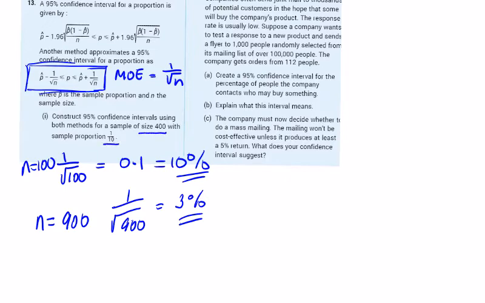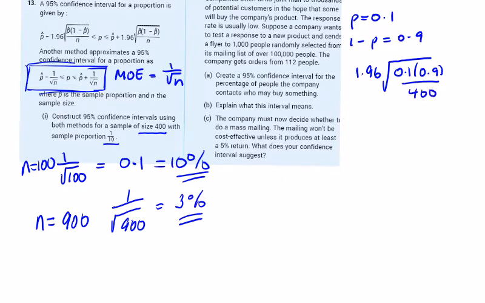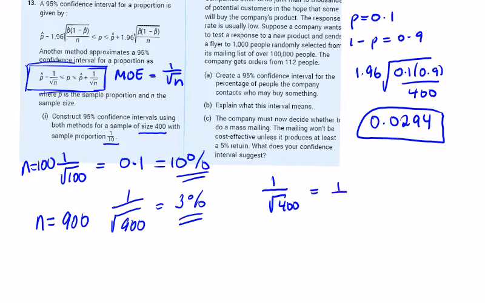sample proportion 10%. So they're telling us here P is equal to 0.1, 1 minus P is equal to 0.9, and if we use the method we've always been using, 1.96 by the square root of 0.1 by 0.9 divided by my sample size of 400, that's going to give me 0.0294. So that's going to be the spread away from the center. The second method, I'm going to get 1 over the square root of 400, which is 1 over 20, which is 0.05.